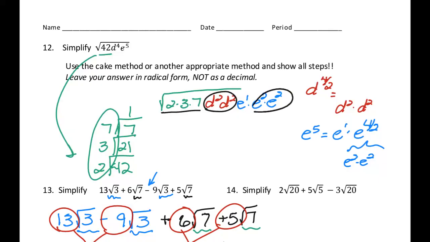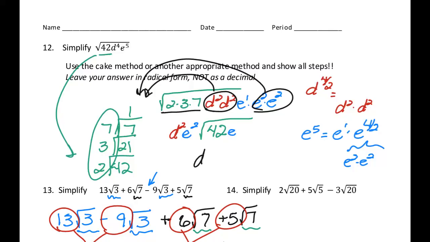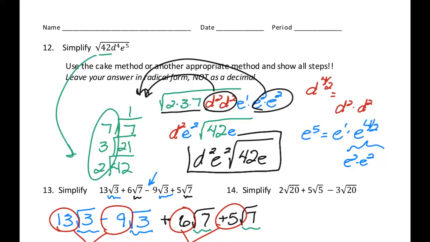Okay? So these come out front because they will give you a square root. And you have d to the 2nd, e to the 2nd, times the square root 42. That is crazy, but there's nothing that's going to come out there, times e. And that is your final answer. Good question at the end.